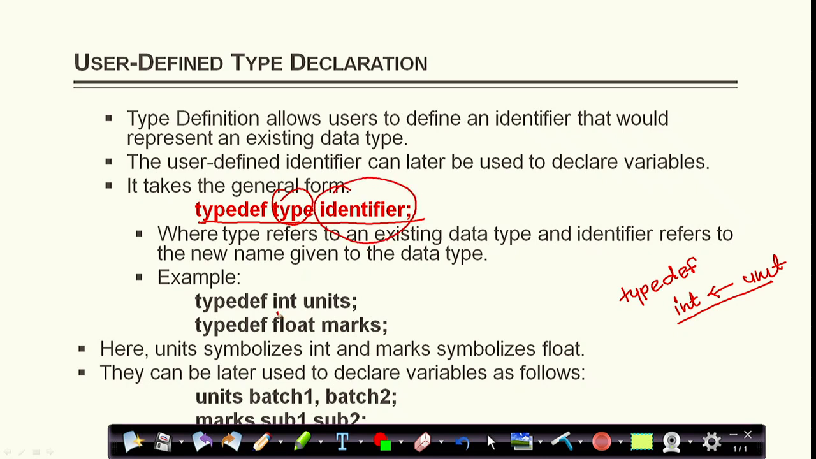Suppose you want to give integer the name unit, so typedef space int, that is your existing data type, and unit, that is the new identifier, a new alias to the existing data type integer. And here I am also giving float the name marks. Later on if you want variables of integer data type you can declare them like this: unit a, b, c. So using typedef you can give an alias to an existing data type.